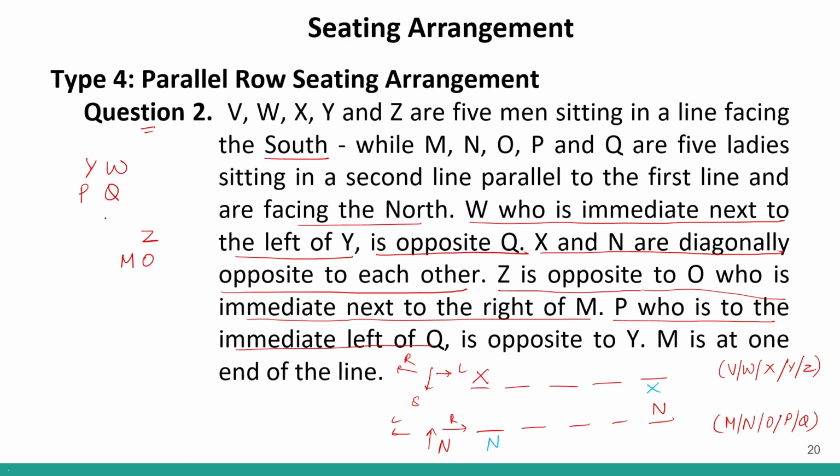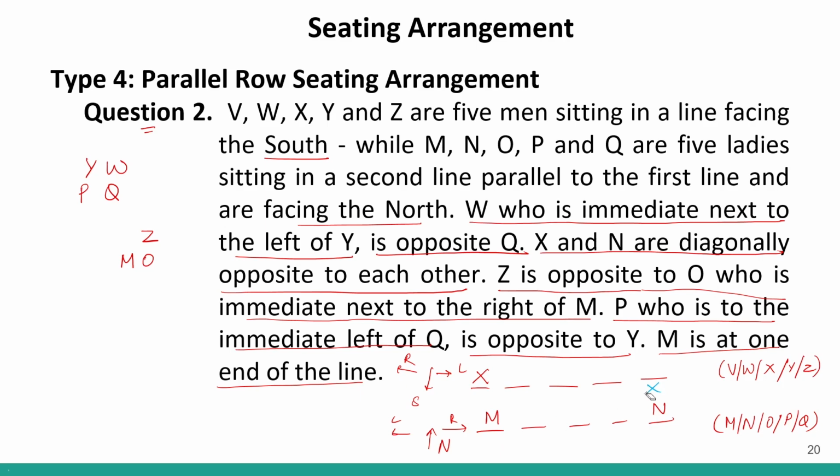So, these 4 people will sit like this. These 3 people will sit like this. And is opposite to Y. So, P is opposite to Y also and P is immediately left of Q also. And it is given to us that M is at one end of the line. So, if M is at one end of the line, because we have people towards the right of M, M will be over here. Correct?